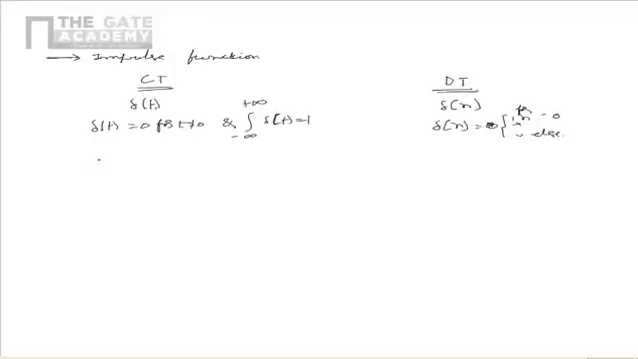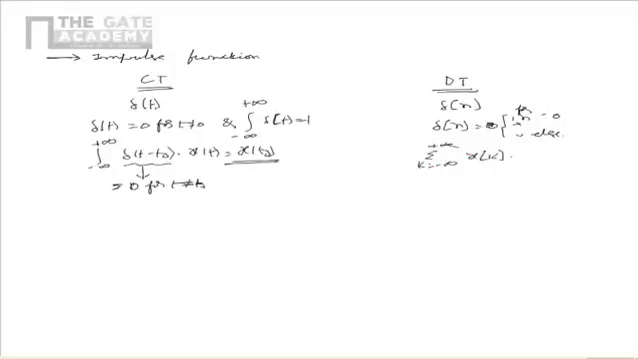Some of the properties of the impulse function are integral minus infinity to plus infinity delta of t minus t naught multiplied by x of t is equal to x of t naught. This is the case because delta of t minus t naught is equal to 0 for t not equal to t naught. So at t equal to t naught, the integration evaluates to x of t naught. Similarly, sigma k equal to minus infinity to plus infinity, x of k multiplied by delta of n minus k is equal to x of n.